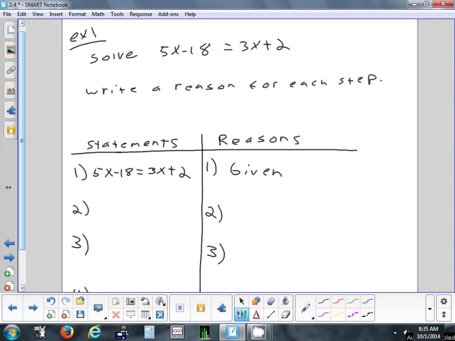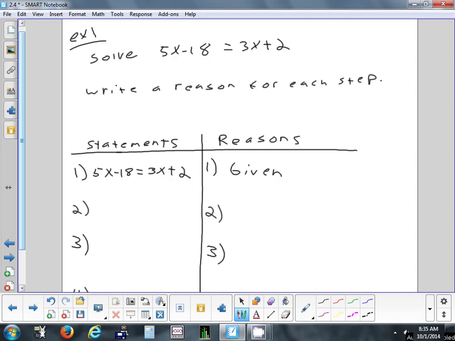First thing you often do when you start off with a proof is you write down what was given. Sometimes you have a lot of things that are given. But generally, one of the first steps in a proof is to write down one or more of the things that were given. In this equation, I'm just given 5x minus 18 equals 3x plus 2. That's the problem they started me off with. It was given. Okay, what would be my next step in solving this equation?